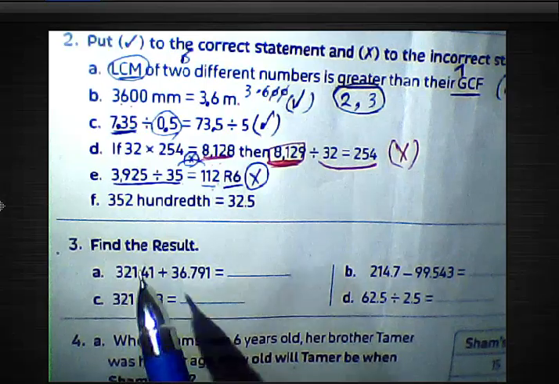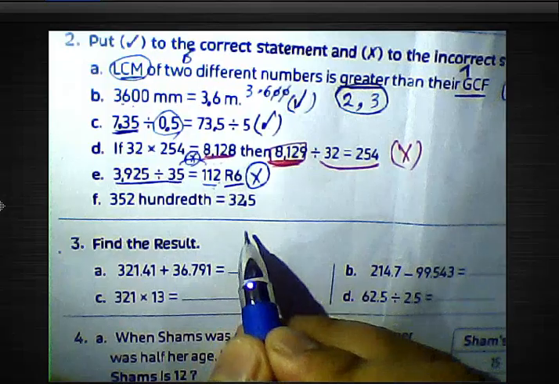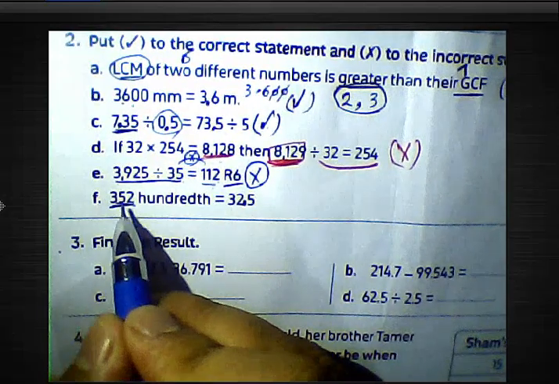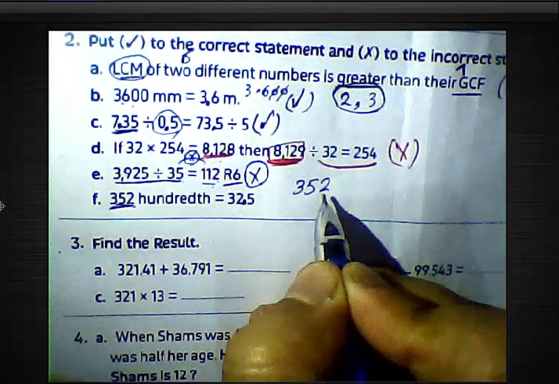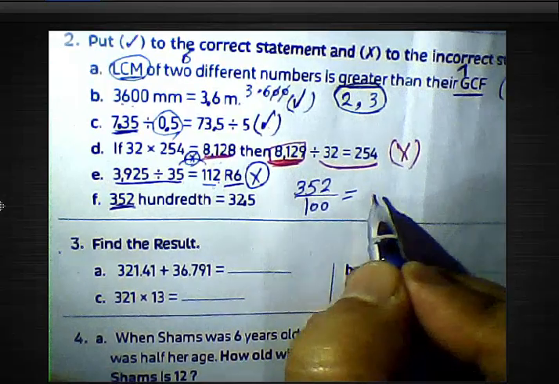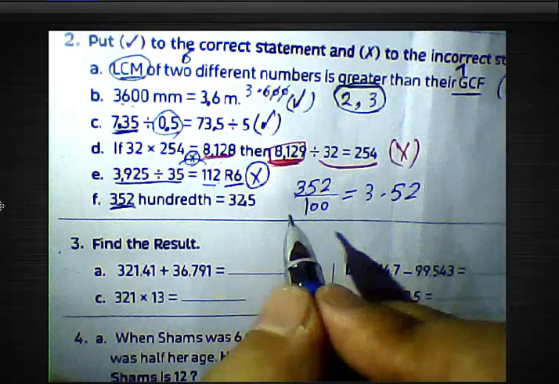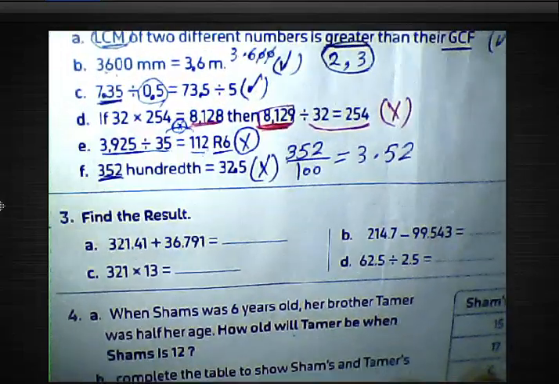Question letter F. 352 hundredths equals 32.5. True or false? We know if we want to find 352 hundredths, we must divide it by 100. 352 divided by 100, we must put the point after 2 digits, so the result will be 3.52. So we must write false here, because this example has a wrong number.